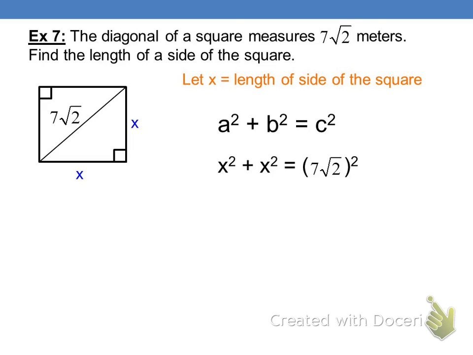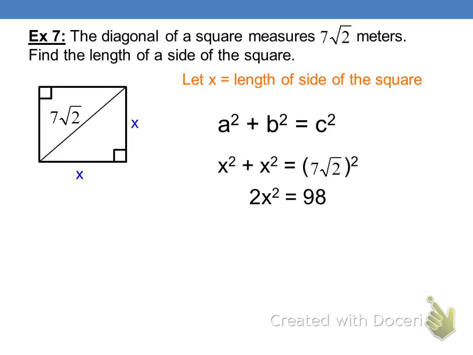Now, on your test last week, a lot of you struggled with this. You would square the square root 2 and forget about the 7. This is 7 squared, square root 2 squared. So don't forget to worry about the 7 as well. So we can combine like terms over here. 1x squared plus 1x squared is 2x squared.